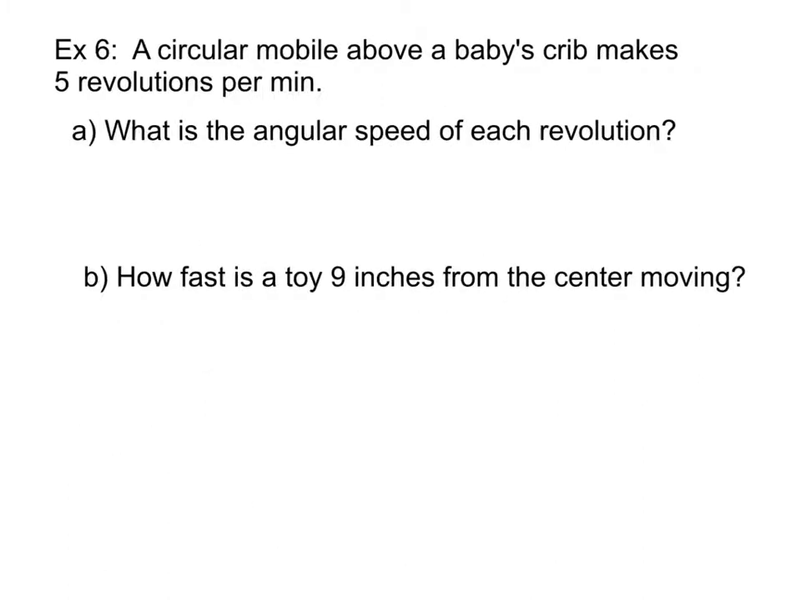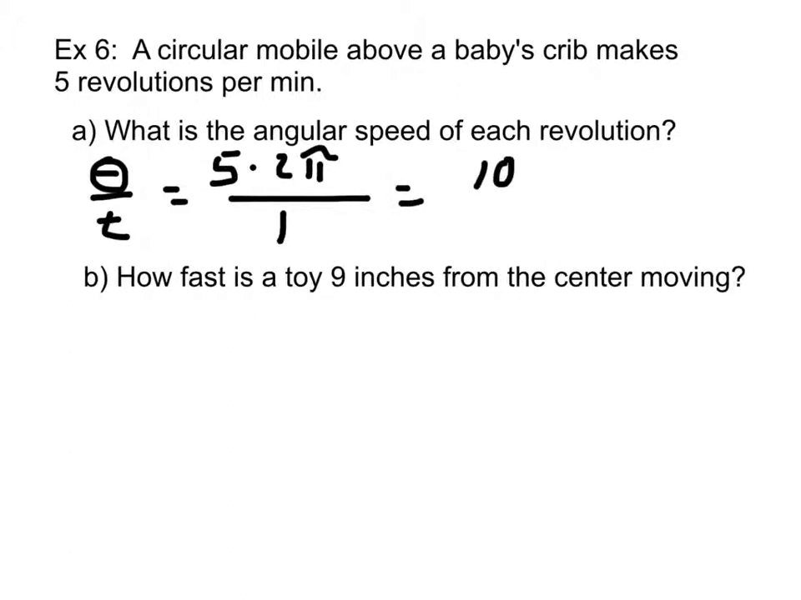An example of using angular and linear speed: a circular mobile is above the baby's crib, and it makes 5 revolutions per minute. The first question is what's the angular speed of each revolution? Well, angular speed is angle over time. The time here is 1 minute. How many radians did it do? Well, at 5 revolutions, and there's 2 pi radians per revolution, you get 10 pi radians per minute. That's the angular speed.